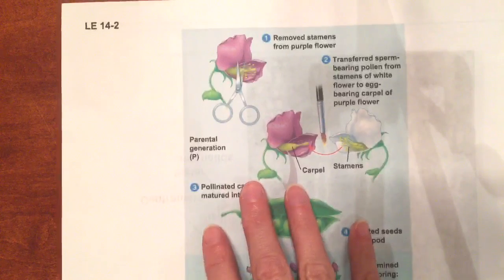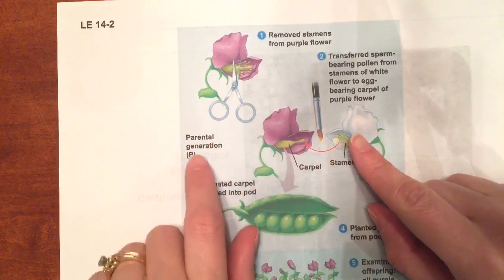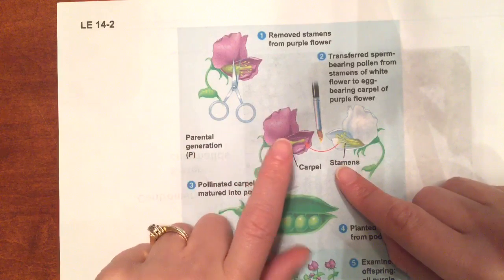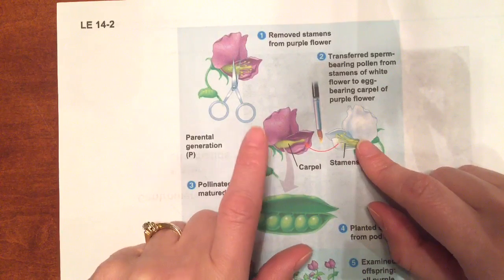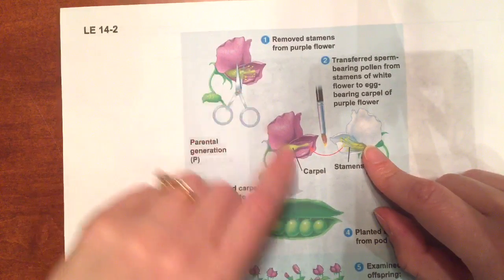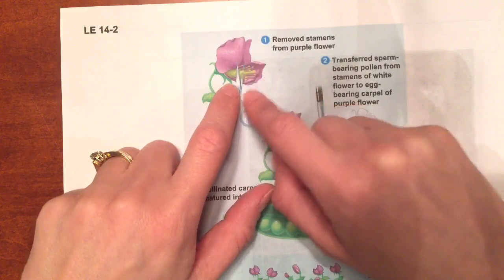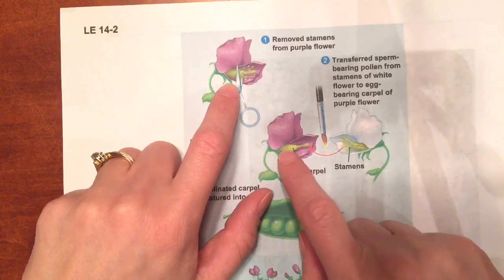So how he crossed the plants. Here he is crossing. Starting out, he called the first generation the parental generation. He crossed a purple plant with a white plant, meaning the flower color. How he did that, I've talked a little bit about this before. You have the stamen, which has the pollen, that's the male part of the plant, and you have the carpel, which is the female part that has the eggs.